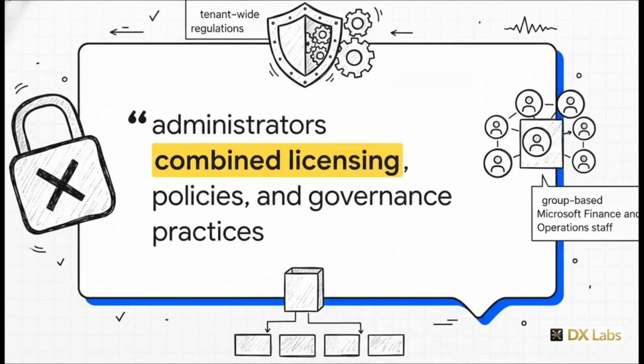To put that into perspective, let's look at a real-world healthcare scenario. These admins had to be super cautious because of strict privacy regulations. They actually started with a tenant-wide block, just pausing everything. Then, once the compliance teams gave the green light, they used group-based Microsoft Entra policies, which is your identity and access management system, to give access just to specific finance and operations staff. It's a great example of layering licensing, policies, and governance to manage risk, rather than just relying on one single technical switch.